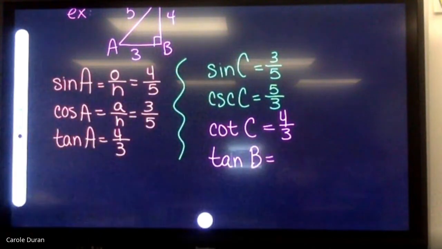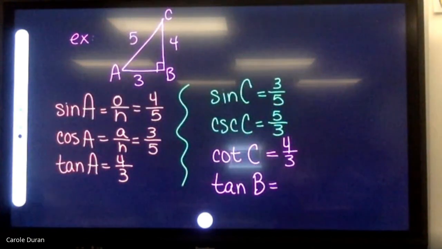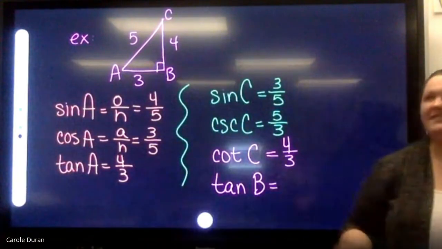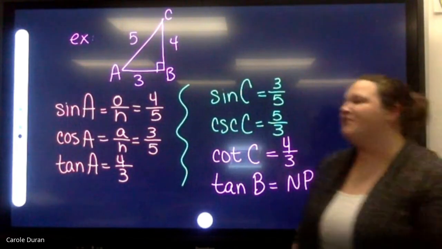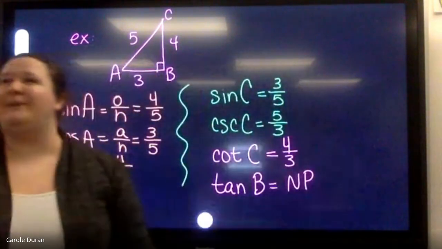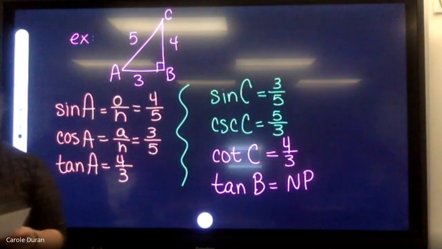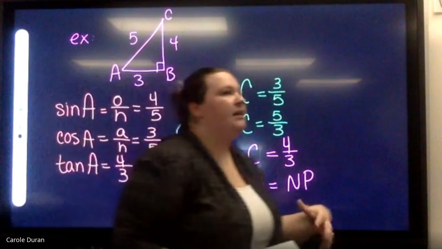I want tangent of angle B. No. Why not? Because that's a right angle in my triangle. So what do you write? You just say not possible, or undefined, or can't do. What does your calculator say when you type that in? It'll probably say a syntax error, so we're going to put that. Okay, syntax error.